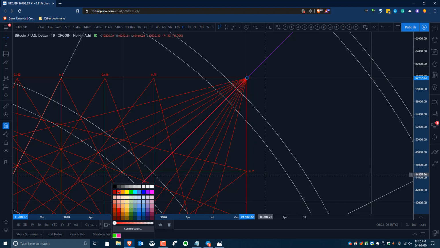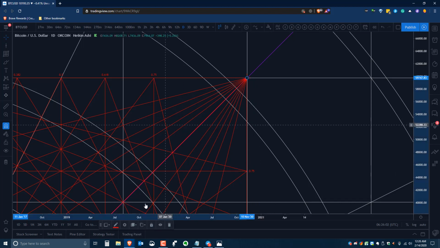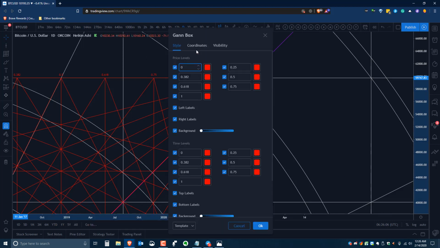Also, before I get too far, the Gann box settings. Look at that real quick. So price levels all checked off, and then we have the background completely removed.